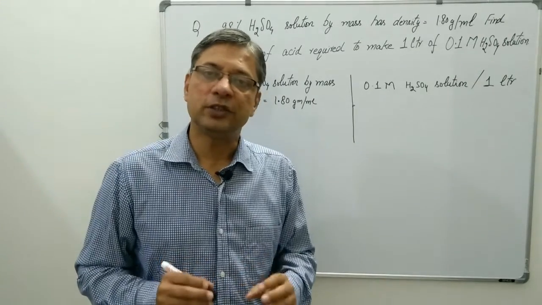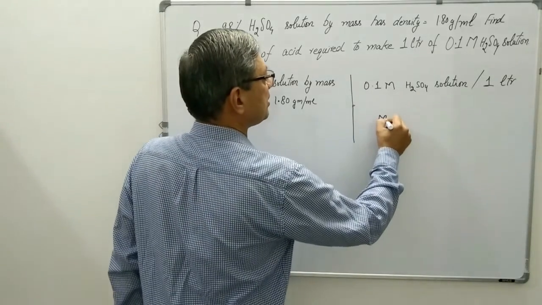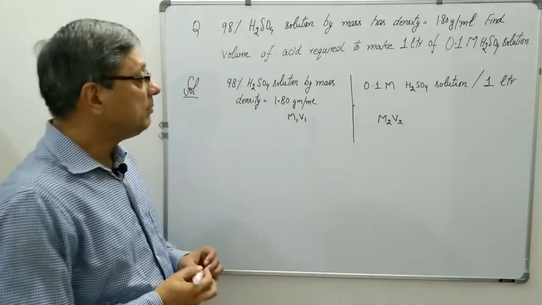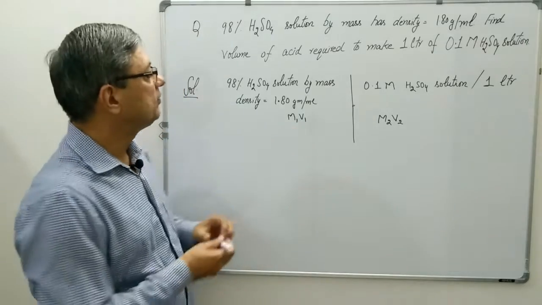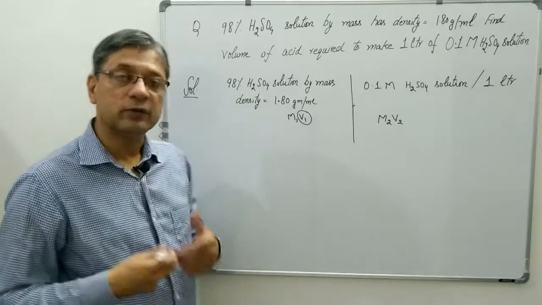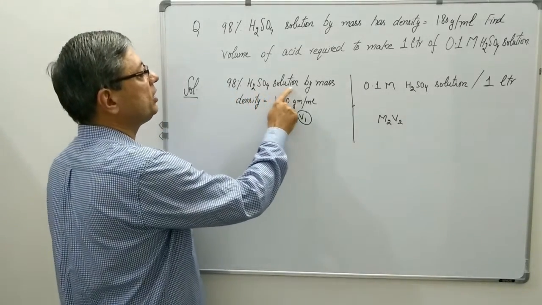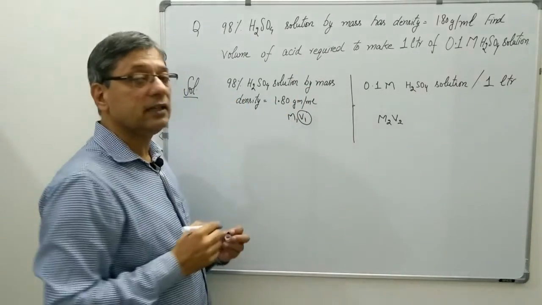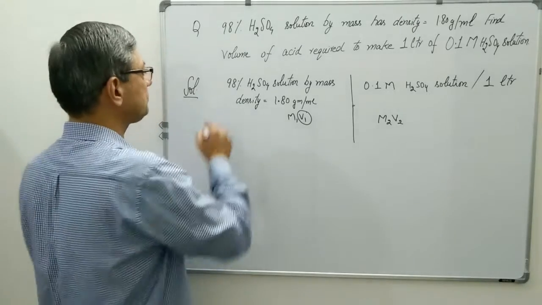We can use dilution equation to solve this numerical. Dilution equation is, here I can write M2V2 and here I may write M1V1. M2 I know 0.1, V2 I know 1 liter. Here I have to find out this V1. And M1 first I have to calculate. What are we given? We are given 98% sulfuric acid solution by mass. What does it mean? It means 98 grams of sulfuric acid in 100 grams of solution.